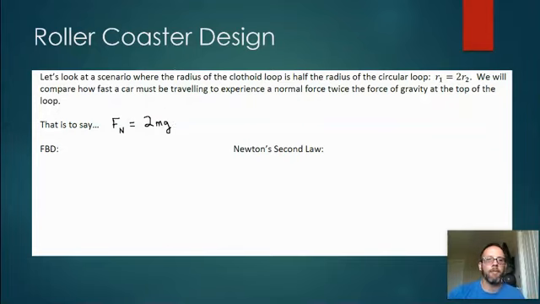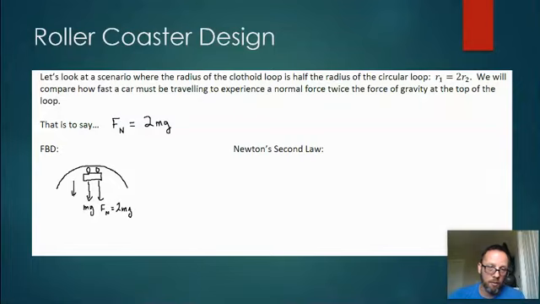So let's talk about what's happening at the top of the roller coaster. No matter what, this is the free body diagram, whether it's a circular loop or a clothoid loop. You have your cart, and you've got gravity pulling your cart down, and then the cart is in contact with the surface, and we are saying that normal force, that contact force, is equal to twice the force of gravity. And our centripetal acceleration is down towards the center of the motion.